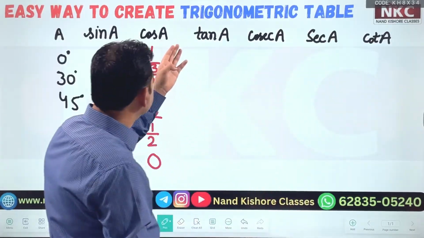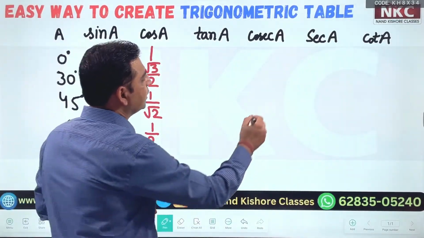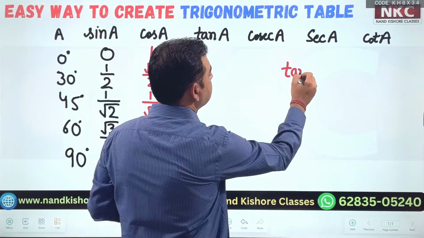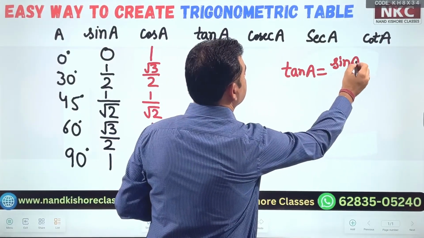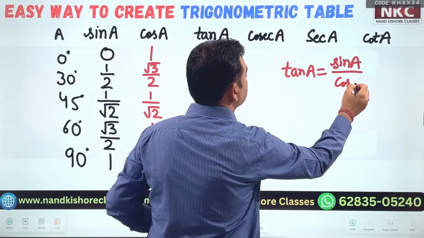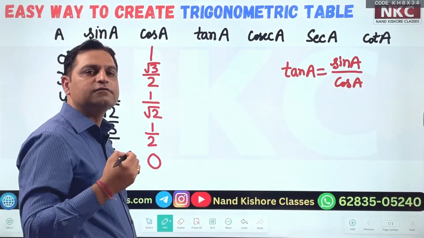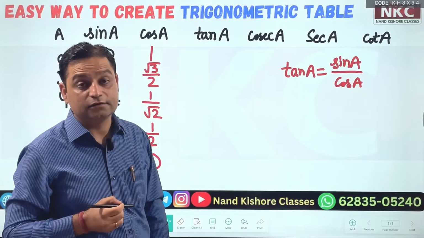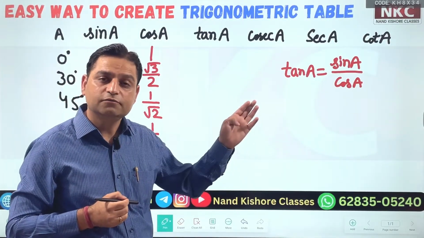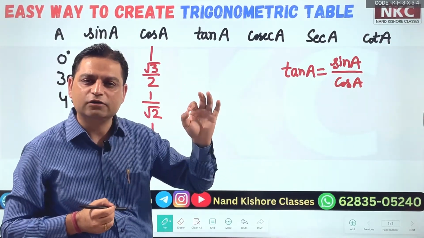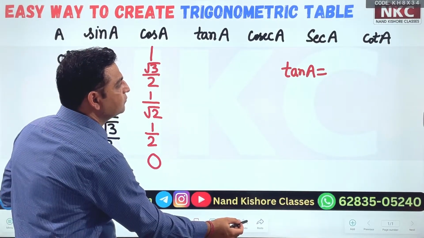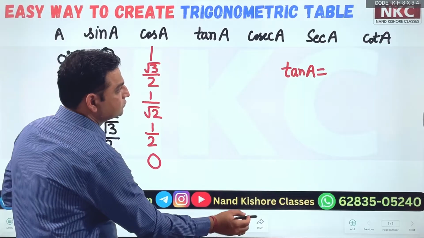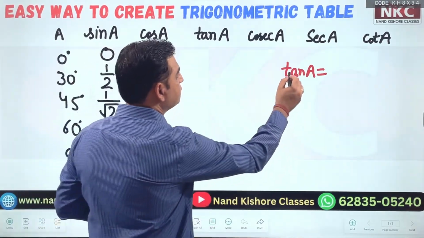Now the third column is tangent. I know that tangent is given by this formula, sine A over cos A. When sine is divided by cos, we get tangent. The same formula can be used to get the value of tangent. I'm going to show you how. Let me clean it once. Just one moment.